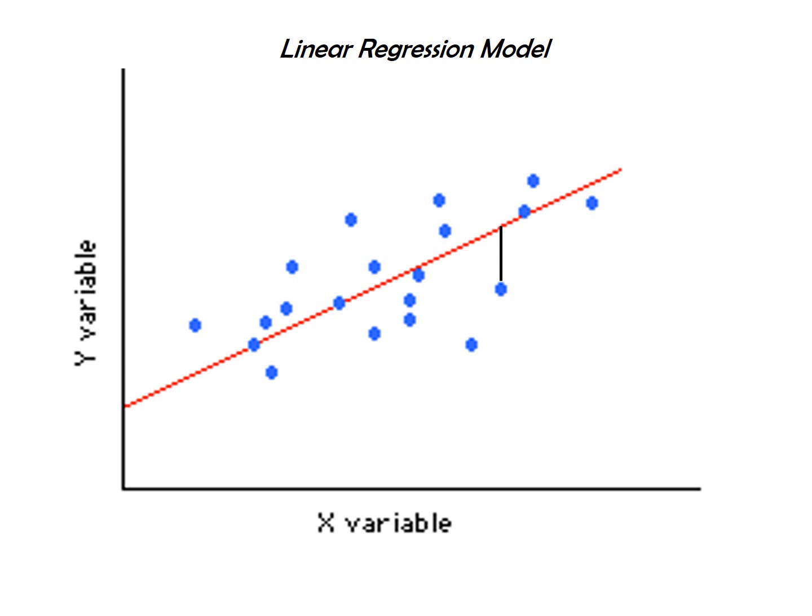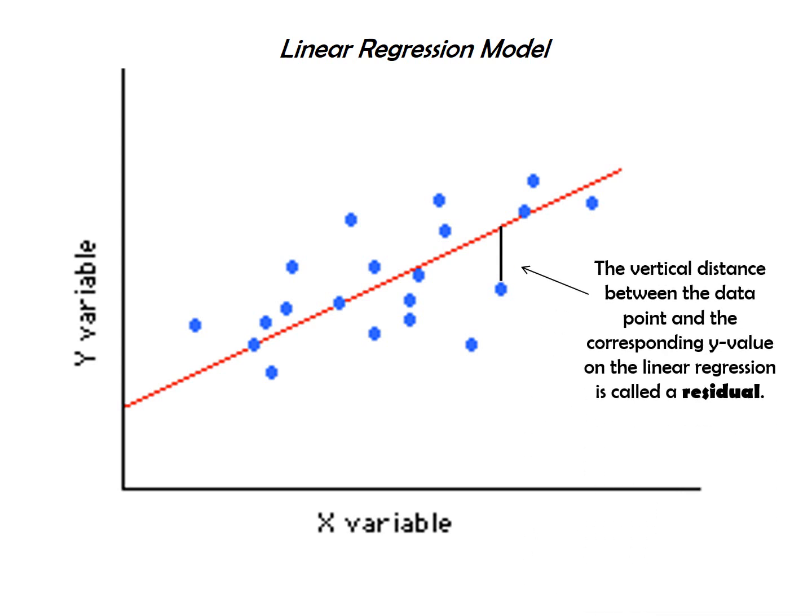So we have a scatter plot, and the red line depicts the linear regression equation. A residual is the vertical distance between the point that you actually got from your data and how far it is to your line of best fit. So that distance is called a residual. We use residuals to determine whether or not the data is actually linear.